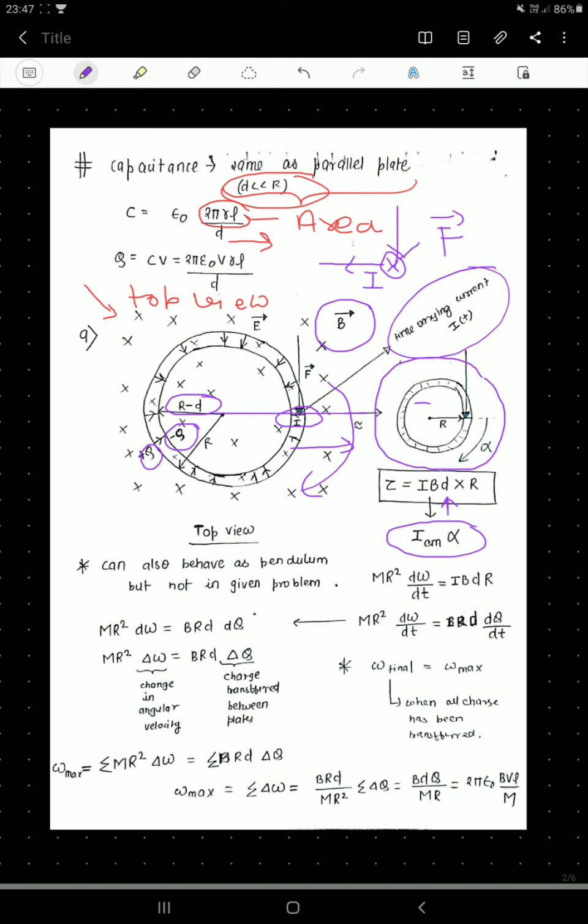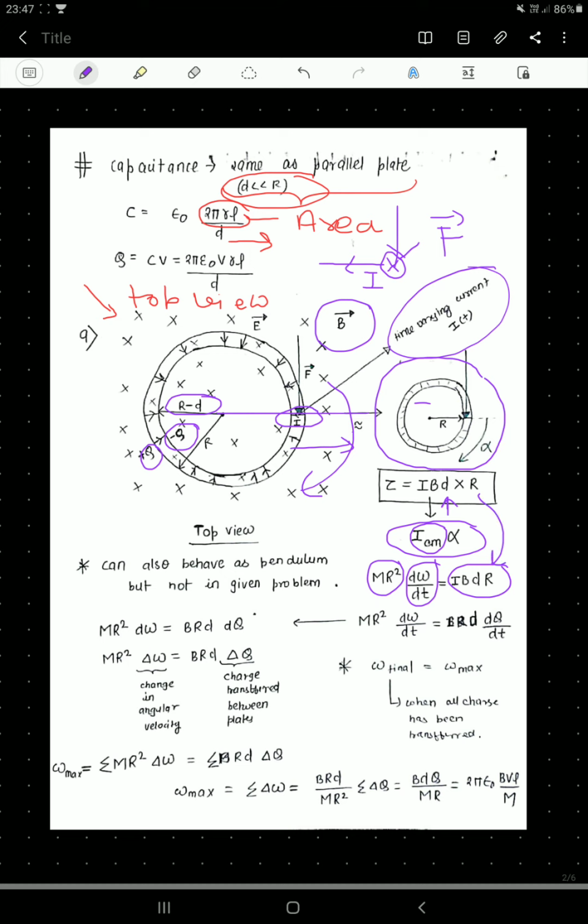The length of the wire is equal to the thickness of the ring. So here it can be written as I B d cross R, and this can be written as I_CM alpha. Now what is I_CM? I_CM for the cylinder can be written as m r squared d omega by dt, and this can be written as this I B d R.